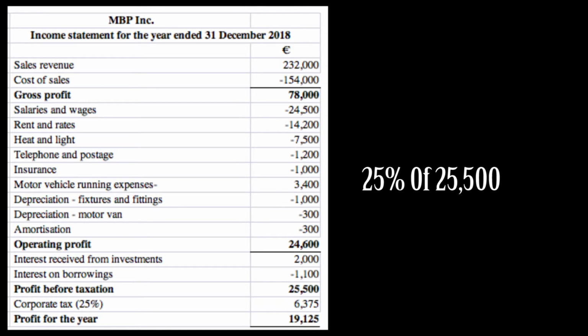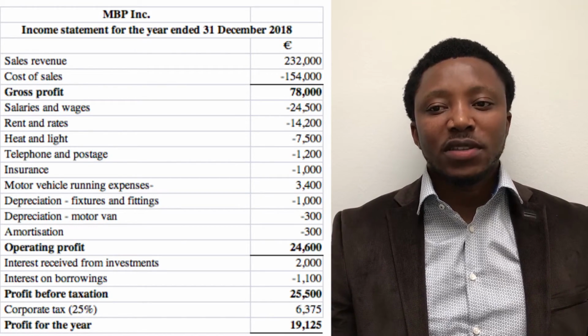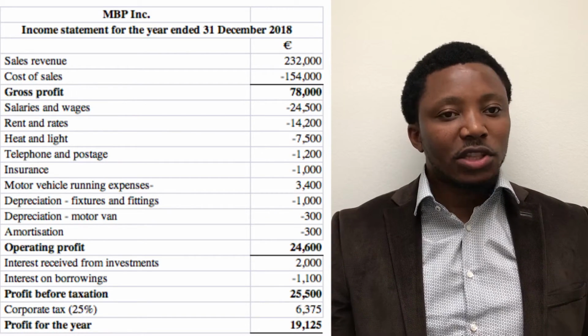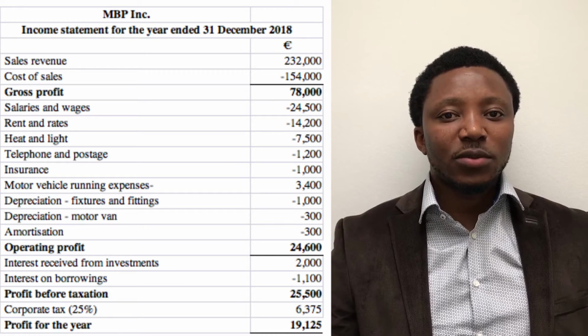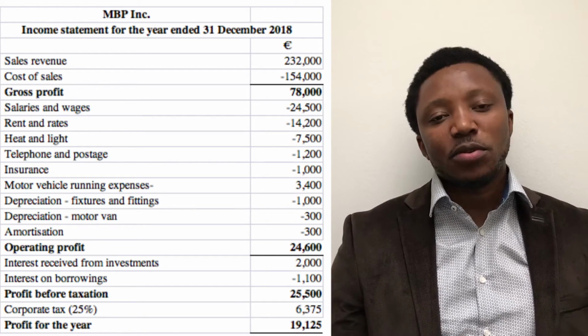The next on the financial income statement list is corporate tax. Before we calculate the profit for the year for the company, a company has to pay the corporate tax. Now, because MBP is located in Austria, we will be using the Austria taxation system, which is 25%. And this differs from country to country. So, 25% of the profit before taxation would be 6,375 euro. To calculate the profit for the year, the corporate tax, which is 25%, is deducted from the income before tax. In MBP's case, 25% will be 6,375, deducted from 25,500, which will leave us with 19,125 as the profit for the year.